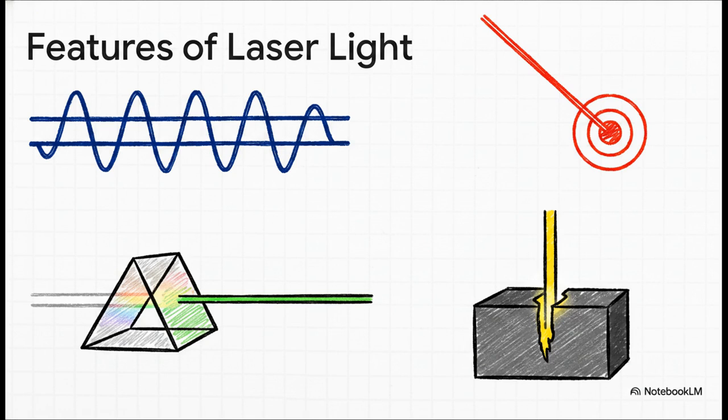Second, it has higher directionality. It travels in a super tight, narrow path instead of scattering everywhere like a regular flashlight. Third, it has extraordinary monochromaticity. That's a big word, but it just means it is the purest single color or wavelength possible, just like the ruby laser's pure red 694.3 nanometer beam. And finally, high intensity. All that synchronized energy packed into a tight beam gives it the sheer physical power to literally cut through industrial steel, or on the flip side, perform the most delicate surgical incisions.